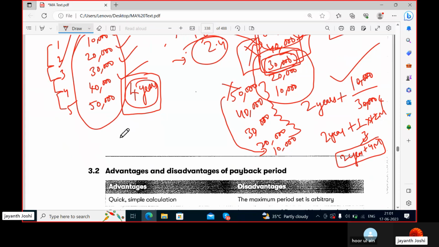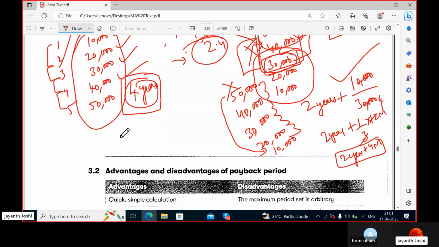They have no set standards here with which the payback period can tell you how much time you should recover your money in. So the maximum period set is arbitrary. Timing of cash flows is not given any importance here. It ignores any cash flows after the end of the payback. That means after 2.4 years, they are not considering the aftermath cash flows. Time value of money is ignored here. It is simple to calculate and easy to understand, and it considers liquidity, that is cash flow. Okay. That means how soon you can recover your money.